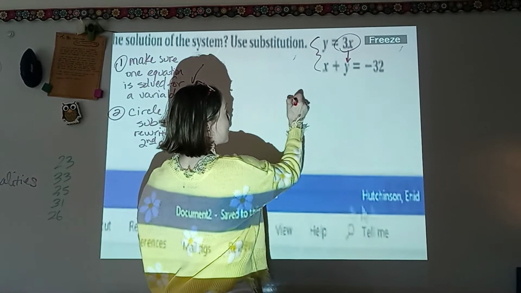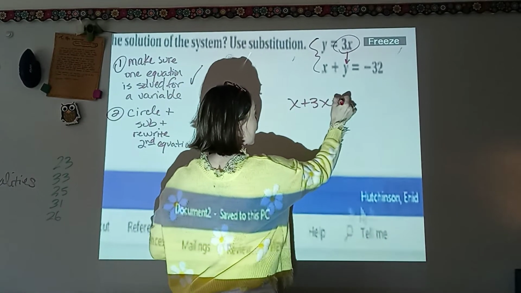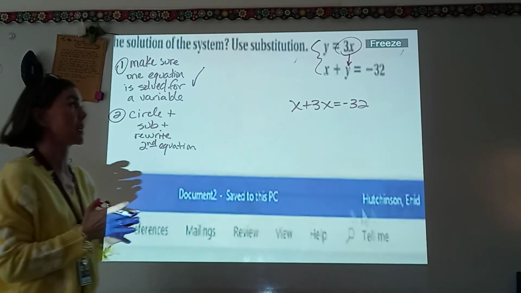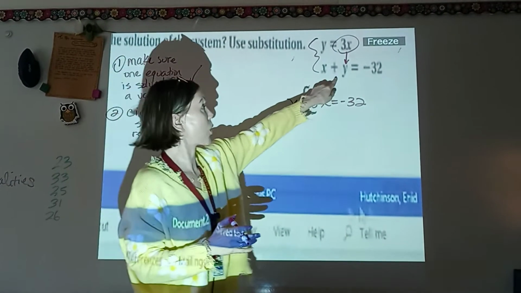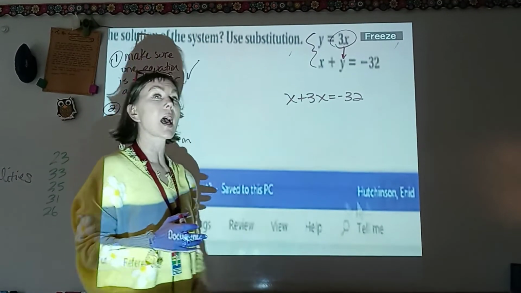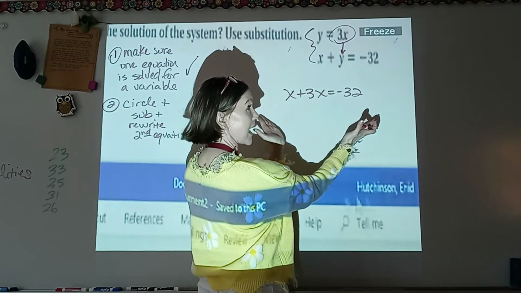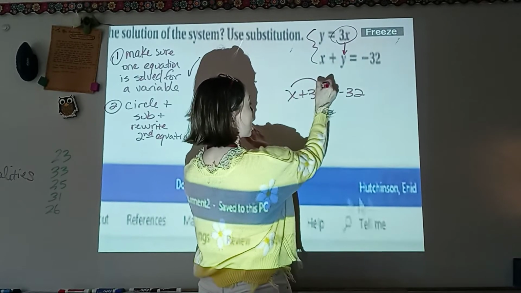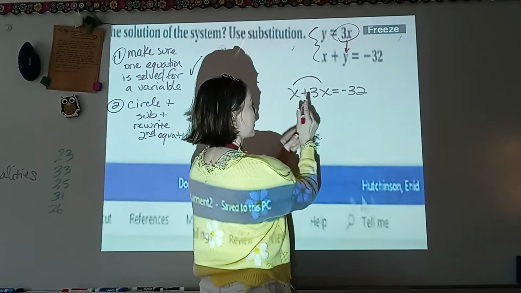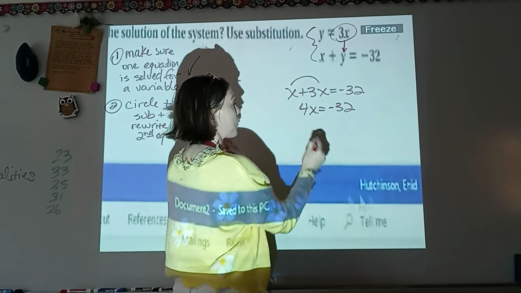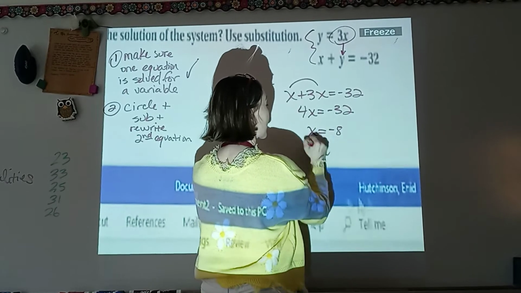So let's do it. So we have x plus 3x equals negative 32, okay? So we just actually did the substitution. We replaced this y with that 3x. Now we just saw, obviously, what's the only variable in this equation? X, so we're solving for x. So we're going to combine like terms. So 1 plus 3 is 4x equals negative 32. Divide by 4 on both sides, we get x equals negative 8.